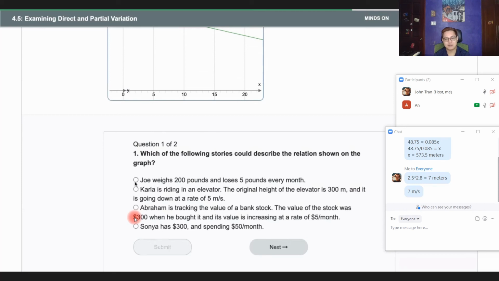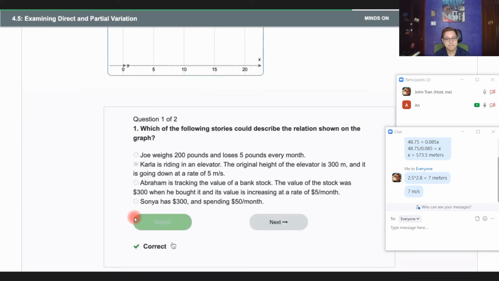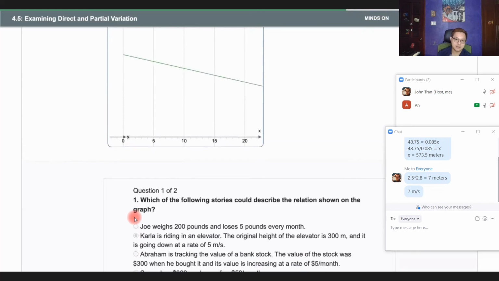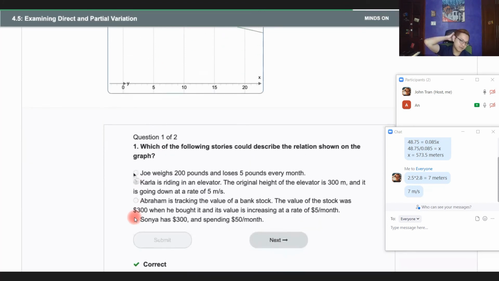Okay, let's just try it and you'll see. Okay. Oh, it's correct now. It's the car. But how about the Joe thing? This is 5 pounds every month. Oh wait, could be. You are not allowed to choose again. Yeah. 5 to 300.